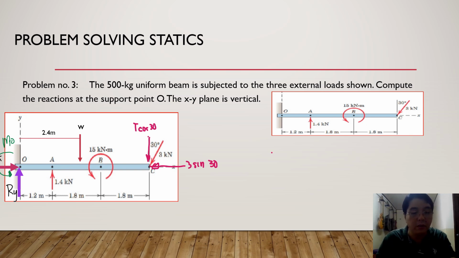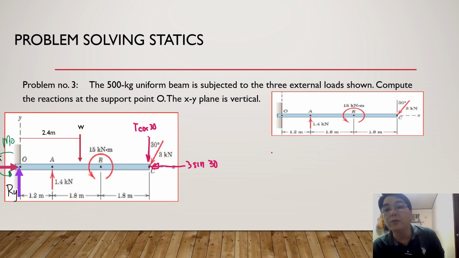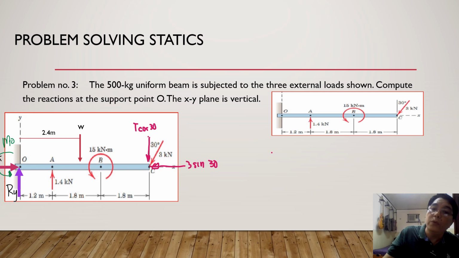If you will try to follow my cursor, this is the given figure in the problem. Now, it is supported by a fixed support at the left end. So, it has a load of 1.4 kilonewton upwards, 1.2 meter from the support, and it has a moment load at 3 meters from the support, point B, 15 kilonewton meter.